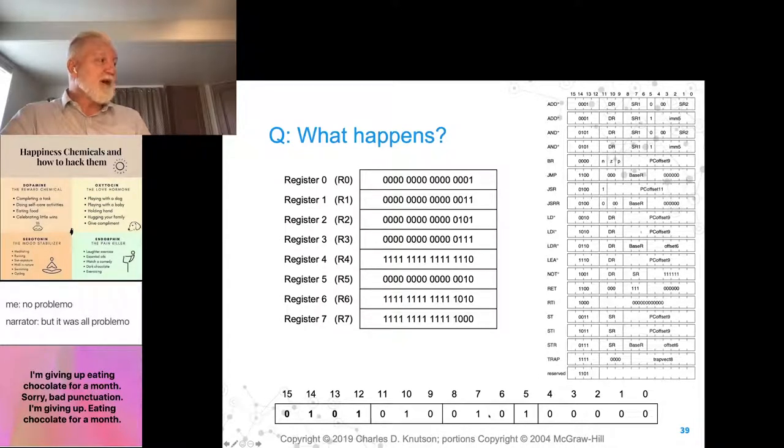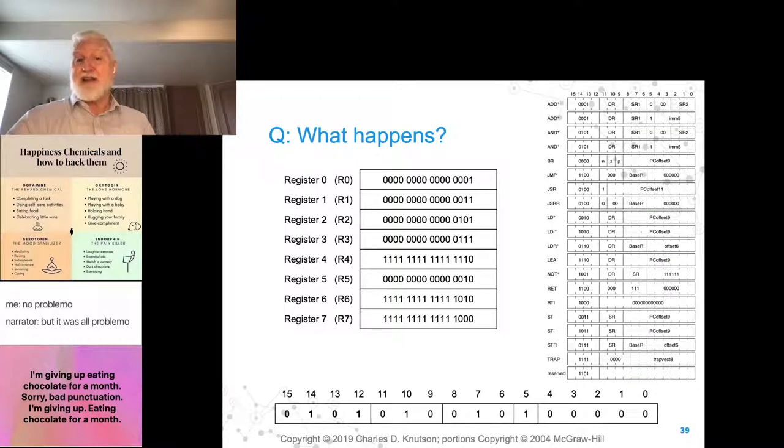So what is SR1? Which register is it? 010. Right, which is... R1? No. R0? Wait, hold on. That's R2. That's right. So it's going to take the value in register 2. It's going to AND it, because that's the instruction, with zeros. What's that going to give you? All zeros. Right? It's going to blow everything up.